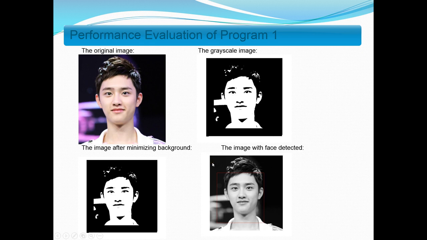Here is the result of program 1, and it's also the performance evaluation of program 1. This is the original image. We can say it is an RGB colorful image with a boy's face. And this image is a grayscale image. This image is a grayscale threshold image. The third image is the image after minimizing background. We can see it here. The last image is the image with the face detected. And we can see there is a red rectangular marked the face in the image.